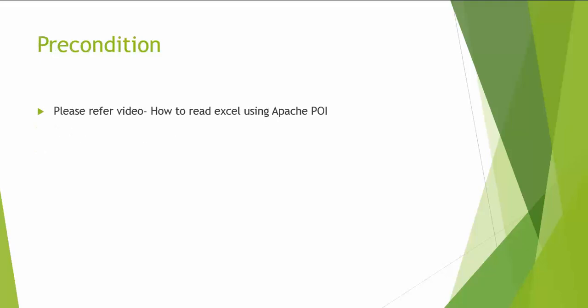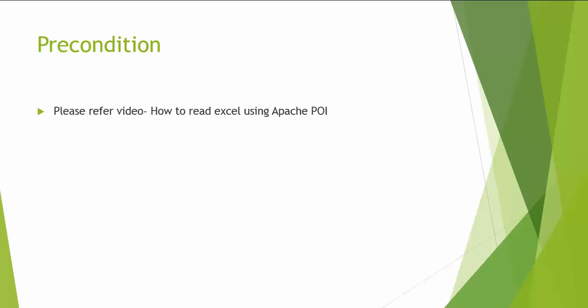Before watching this video, you should watch the video on how to read an Excel file using Apache POI, because in that video I have covered how to download Apache POI, how to add it into the project and how to use it. Once you are comfortable with reading an Excel file, writing is just one or two lines of code. If you are comfortable with reading, writing will not be a tough task. So I highly recommend you watch that video; you will get the link in the description below.